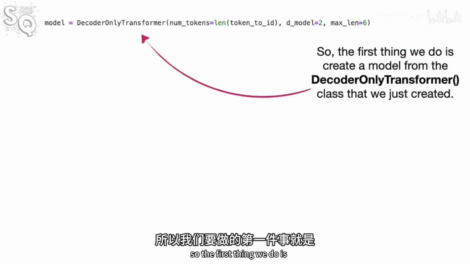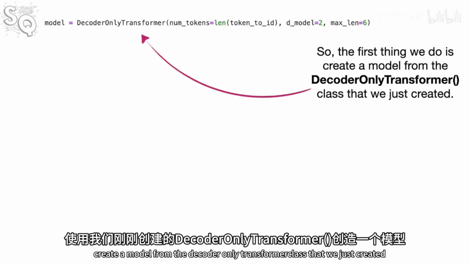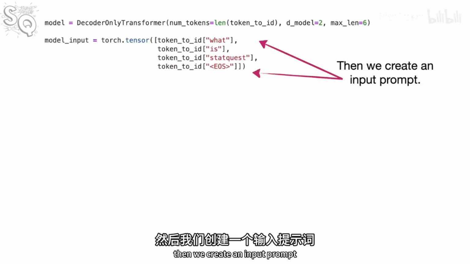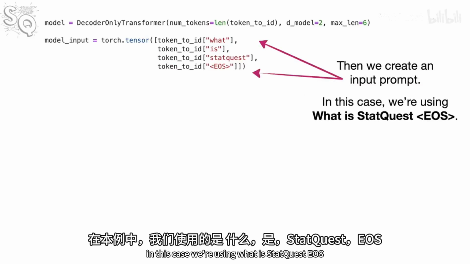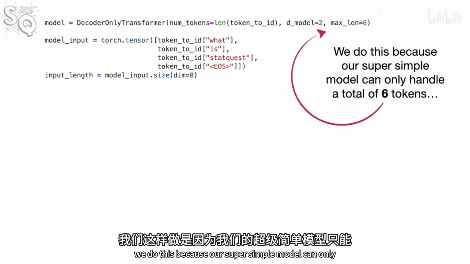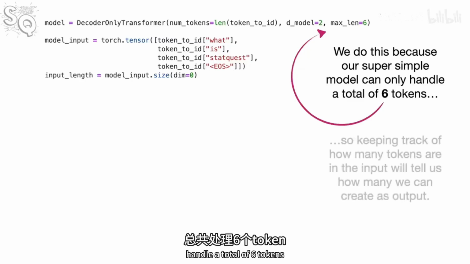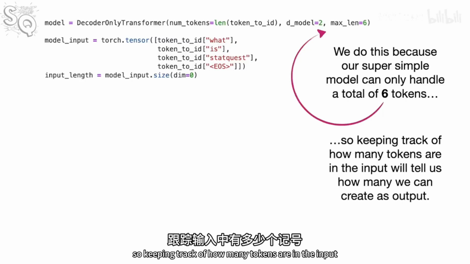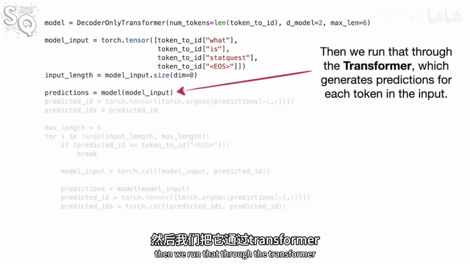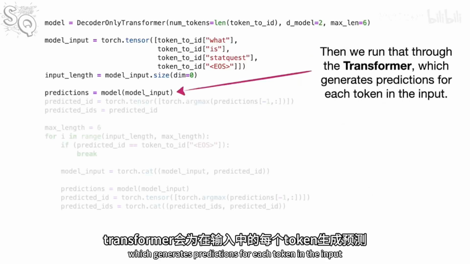So, the first thing we do is create a model from the decoder-only transformer class that we just created. Then we create an input prompt. In this case, we're using "What is StatQuest EOS". Then we figure out how many tokens we are using as input. We do this because our super simple model can only handle a total of 6 tokens. So, keeping track of how many tokens are in the input will tell us how many we can create as output. Then we run that through the transformer, which generates predictions for each token in the input.